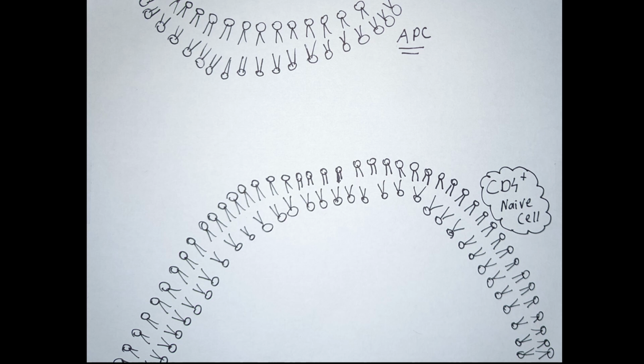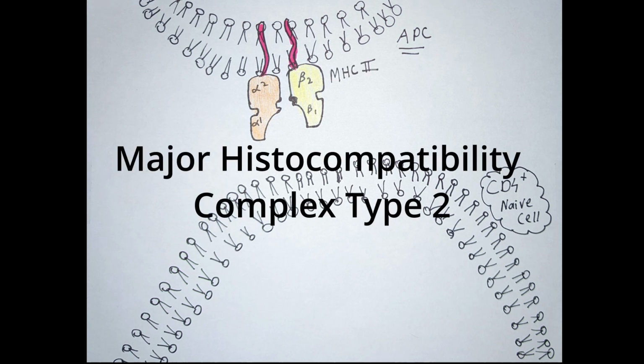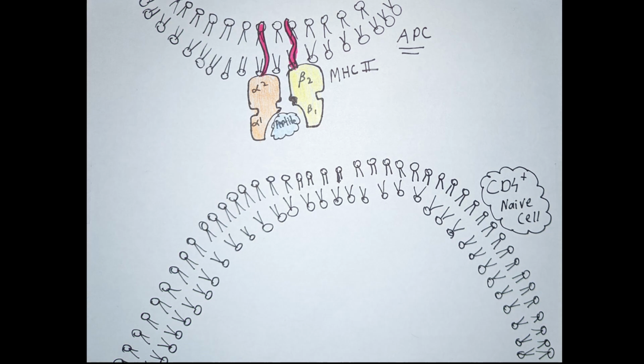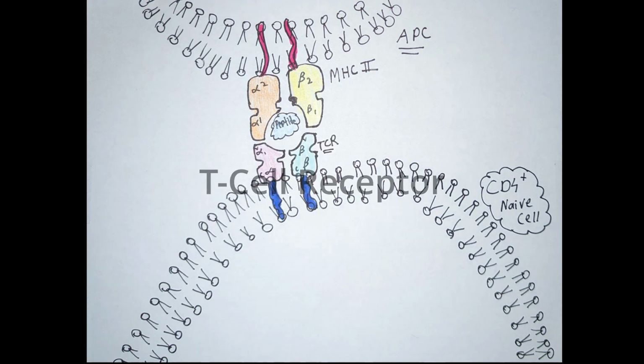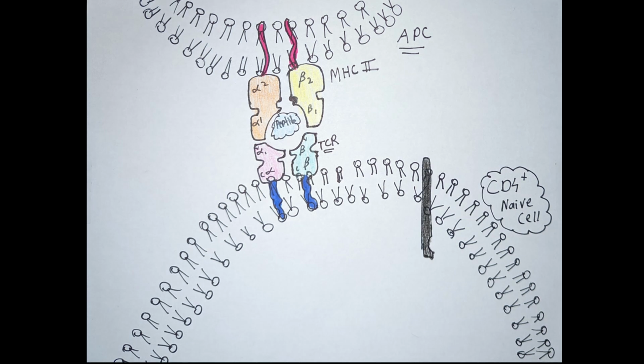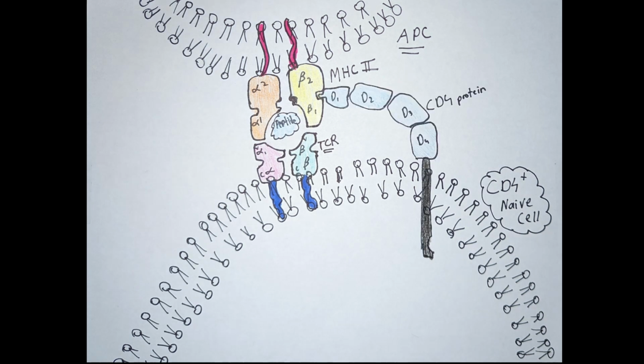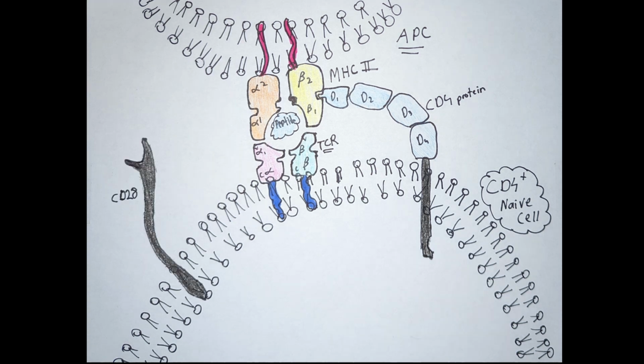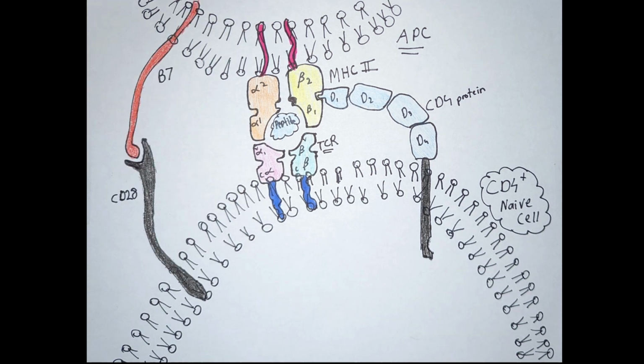The APC has a structure called the major histocompatibility complex type 2, which presents the antigen ligand as a peptide. The T cell has a similar structure called the T cell receptor, TCR. Once TCR interacts with the peptide and MHC, the CD4 protein, made up of 4 subunits, interacts with the beta chain of the MHC molecule and assists in stabilizing the reaction. The second reaction occurs between the CD28 protein and the B7 protein.